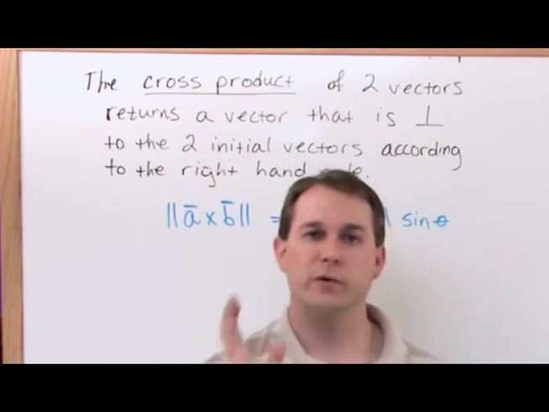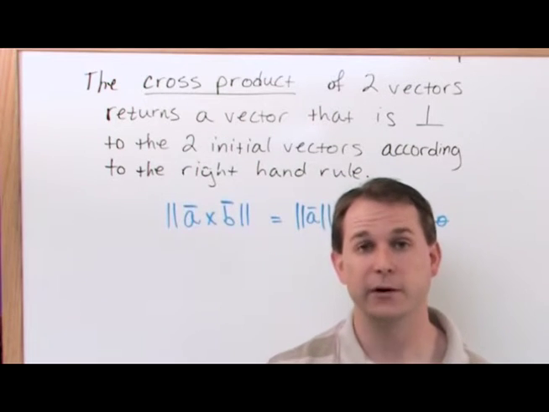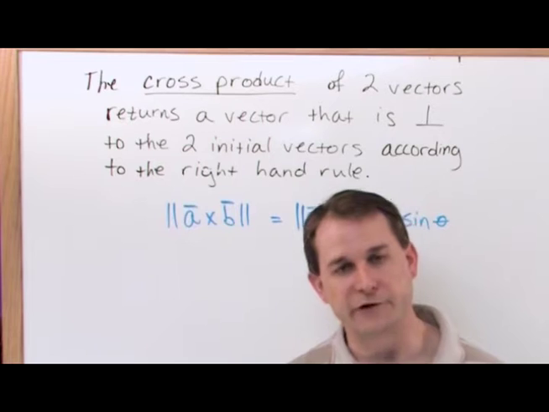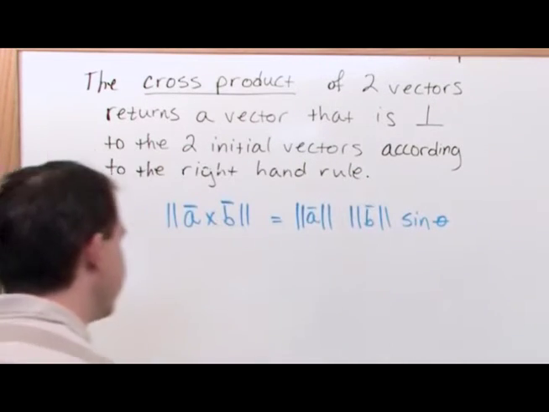Using the right-hand rule, if you have something drawn on your paper, you can calculate or get a feel for the direction, okay? And so you know the magnitude, you know the direction, you get the answer, which is that the cross product of the two vectors is a vector, okay?